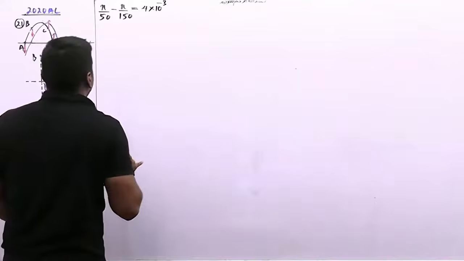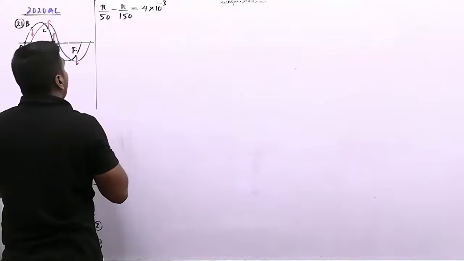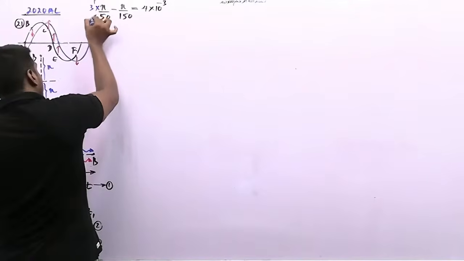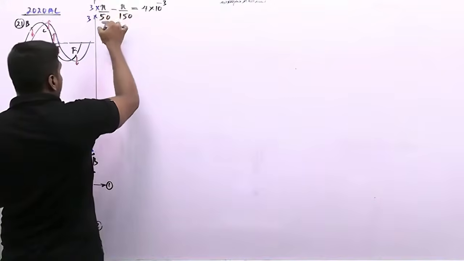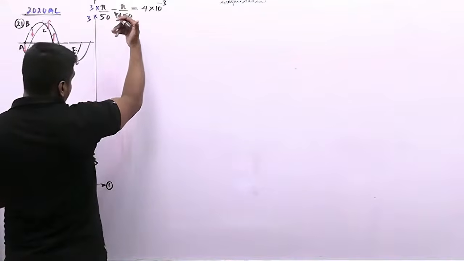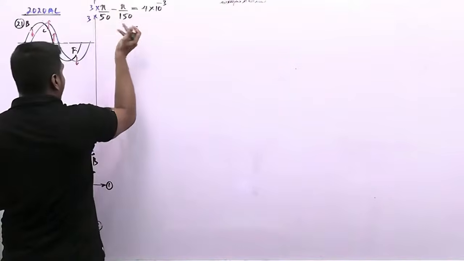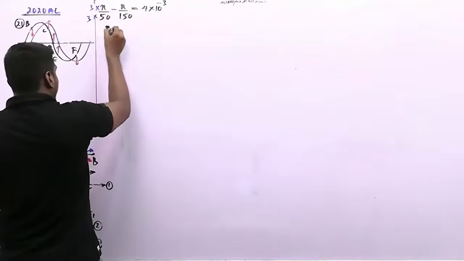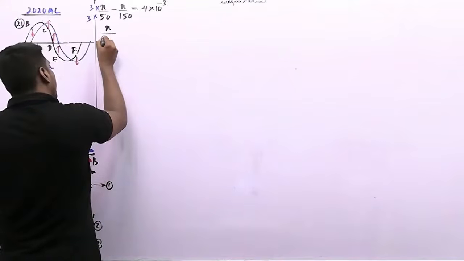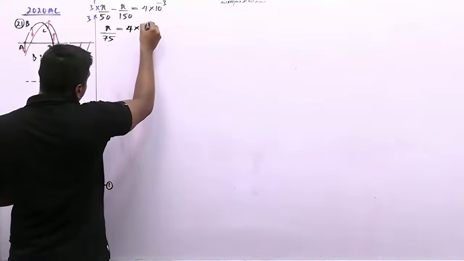Okay. Now you can multiply up and down by 3. Then here it's going to be 3x minus x, which means 2x, over 150. 2x over 150 means x over 75. Likewise, you should be able to simplify it. X over 75 must be equal to 4 into 10 to the power minus 3. It will go to this side, 75 into 4.